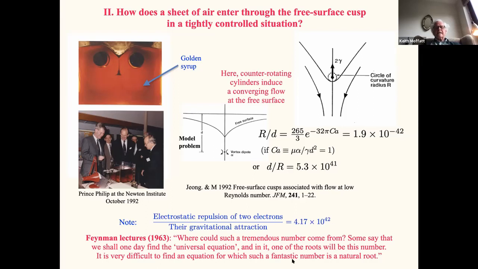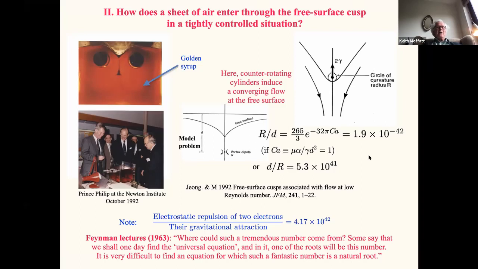Well, here we have a problem in classical fluid mechanics, where when you have an input parameter of order one, the output dimensionless parameter is this huge number. This is an exact solution of the Stokes equations and with the exact boundary condition on this free surface, just viscosity and surface tension. So such numbers can arise. In a sense, it's an order one number, but it's a very large order one number.